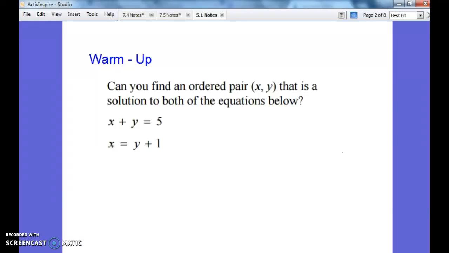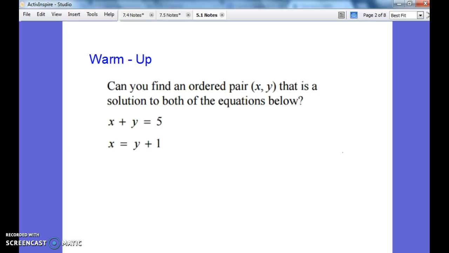For today's warm-up, you can try and complete this in the connections of your notes or just think about it. Can you find an ordered pair x, y that is a solution to both of the equations below? x plus y equals 5 and x equals y plus 1. Go ahead and pause the video and think about what numbers you could use for x and y that would work for both equations.